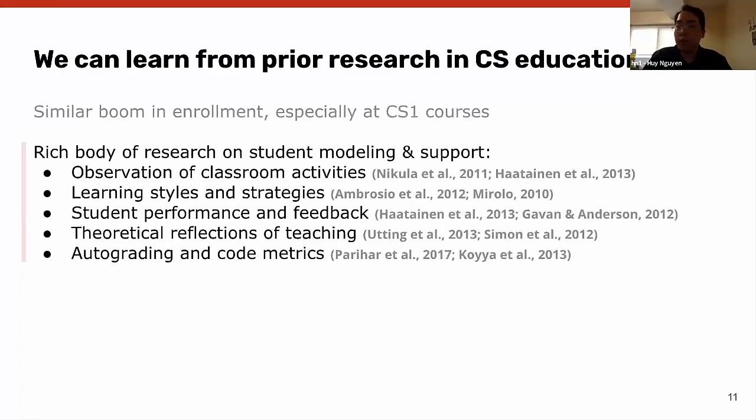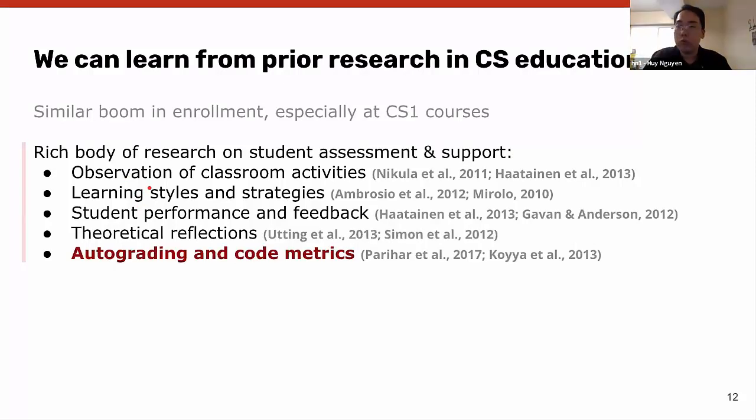So in turn, this phenomenon has led to a rich body of research on student modeling and support, covering many different aspects such as classroom activities, student performance, teaching theories, and automatic assessment of code submissions. Now, among these points, we would like to focus on the last one, which involves auto-grading and code metrics.